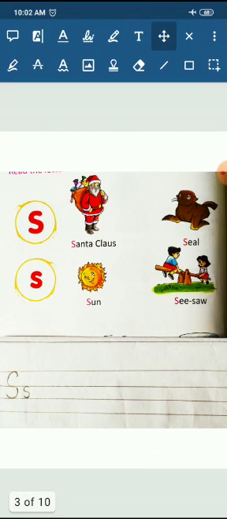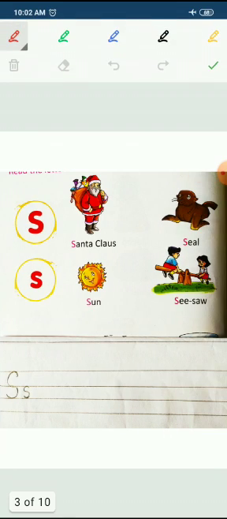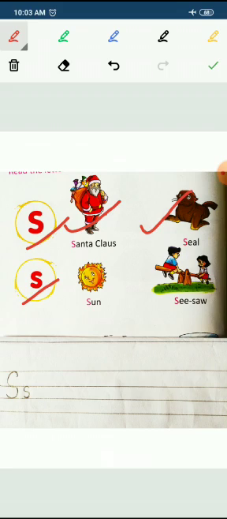Let's start. Look at here. This is capital S and this is small s. This is a picture of Santa Claus. Santa Claus attends the festival of Christmas and brings gifts for children. This is a picture of a seal. This is sun. Sun always rises in the east. This is a seesaw. It is in the garden and children like to play on the seesaw.